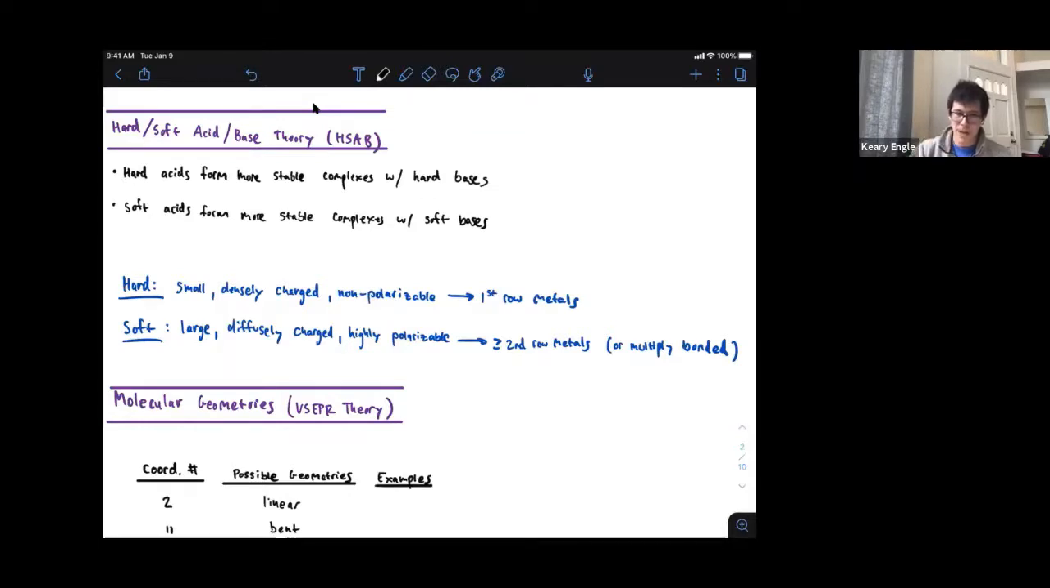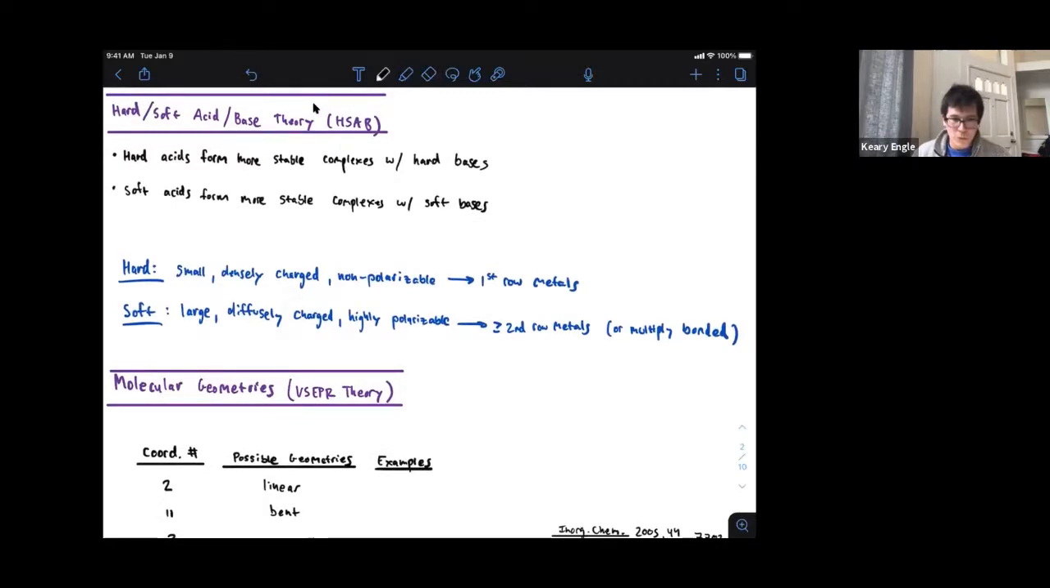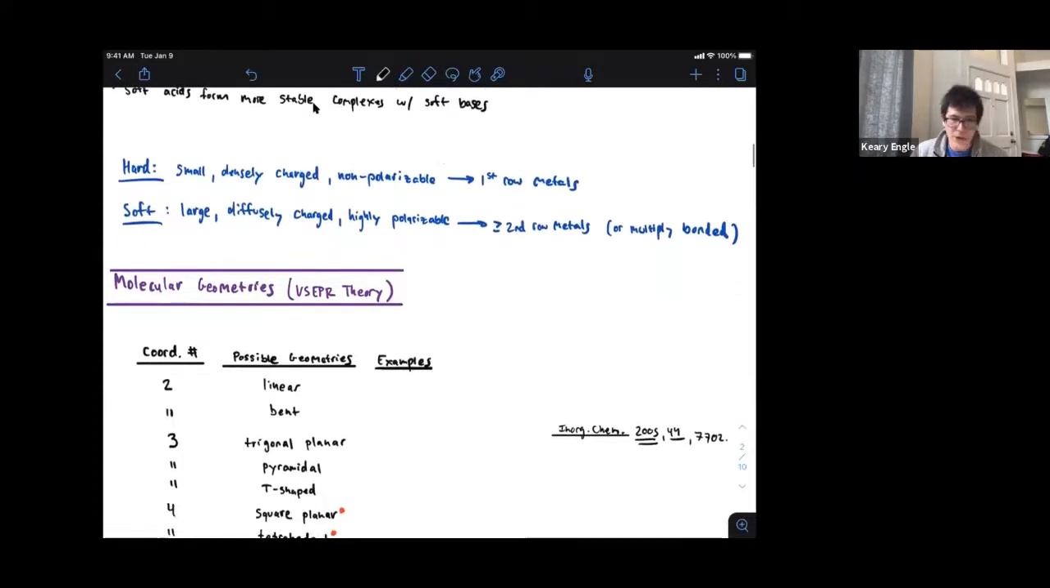for a given metal ligand combination, things that are small and charge dense form strong interactions, and things that are big and charge diffuse form strong interactions, and things where you have a mismatch do not form strong interactions. So the things where you have high charge density are called hard, and things where you have low charge density are called soft.